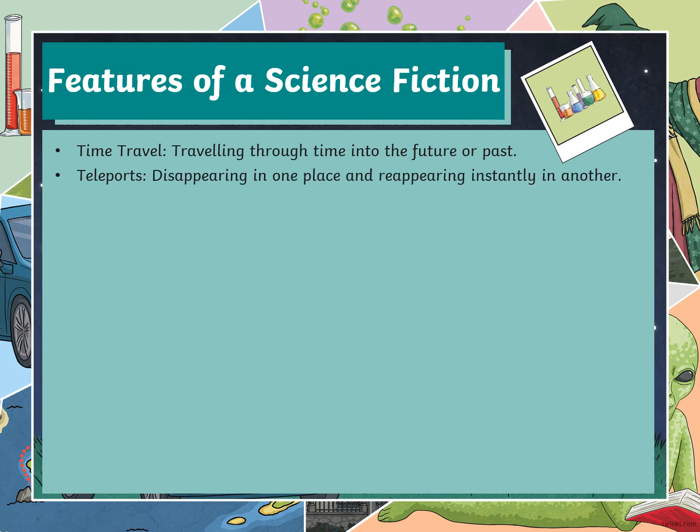Teleports. If in fantasy there was a portal, in science fiction there are teleports, which is disappearing in one place and reappearing instantly in another place. At the same moment, disappearing from this place to another place straight away, at the same time. Teleports. Multiple universes. We have multiple universes. The Earth, the Mars. We have a solar system. We have outer space. Multiple universes.